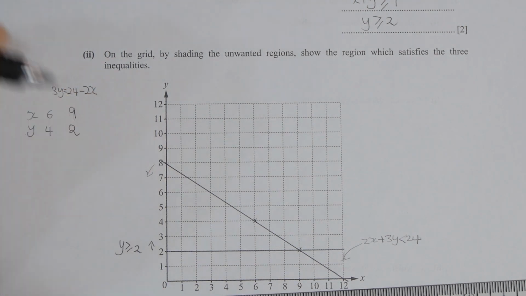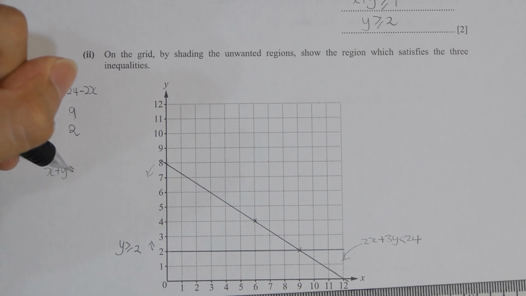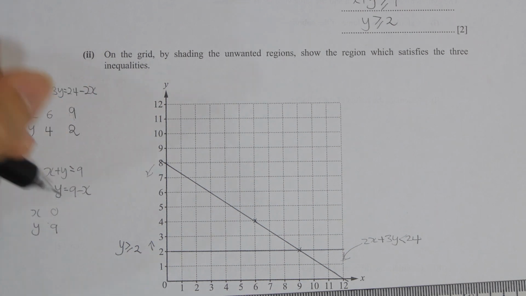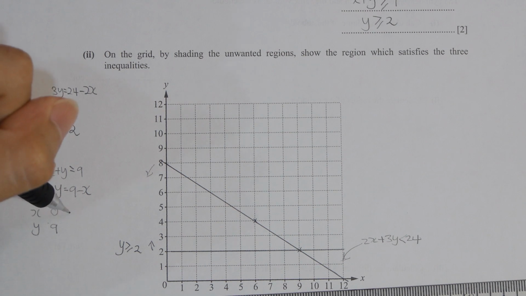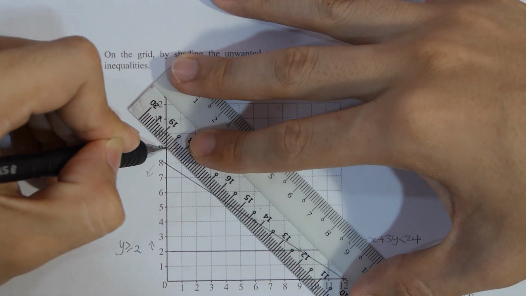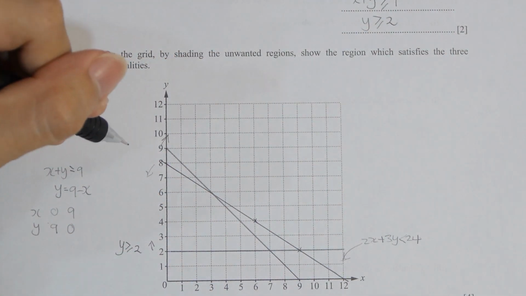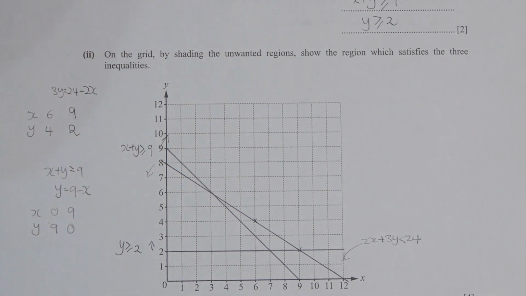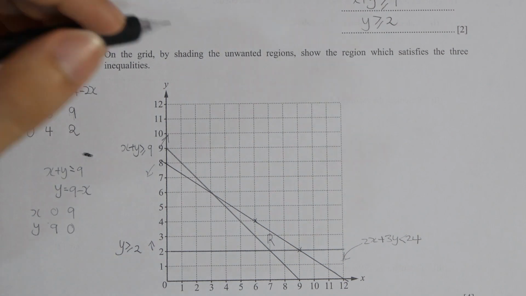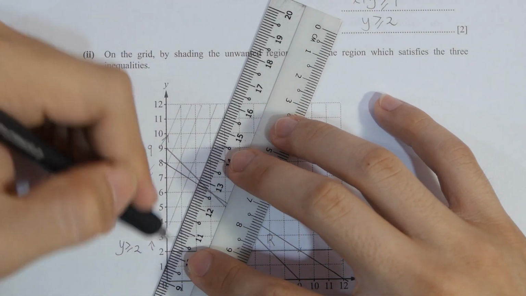The remaining line is y more than or equal to 2. So simply draw a straight line, then you'll be able to find the region. As for the last part, you're required to repeat what I've done with 3y equals 24 minus 2x. So when x is 0, y is 9, and when y is 0, x is 9. So join the line together, then shade off the unwanted part.